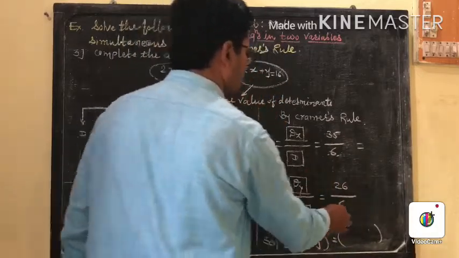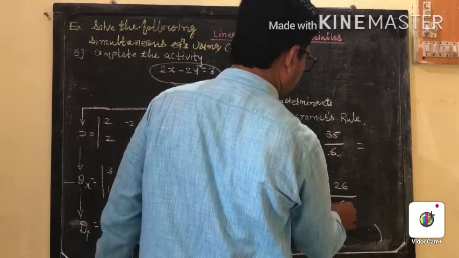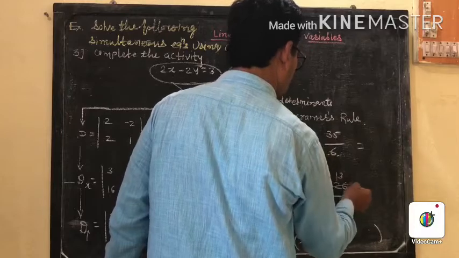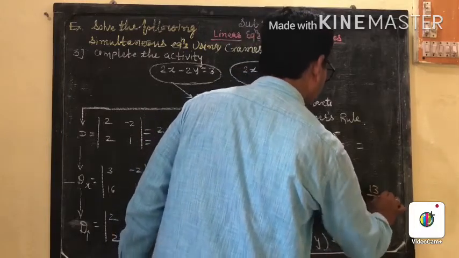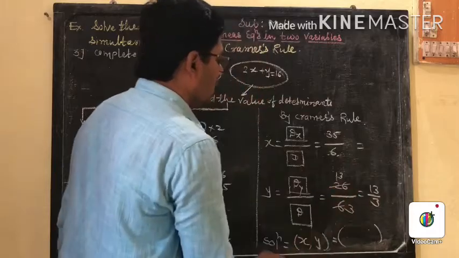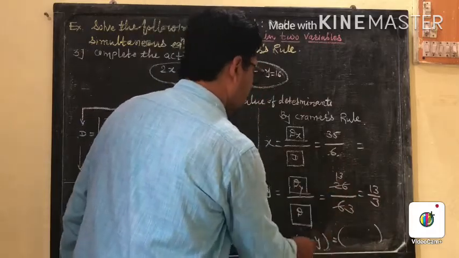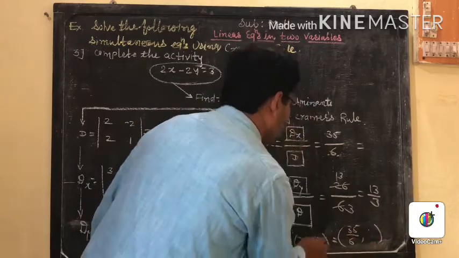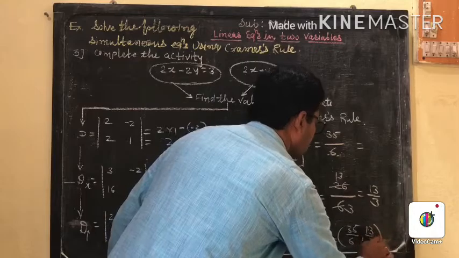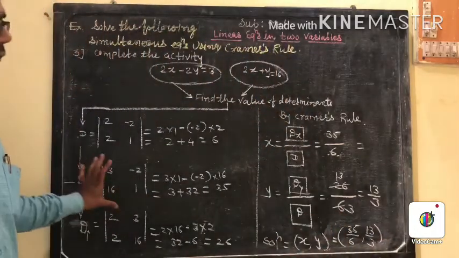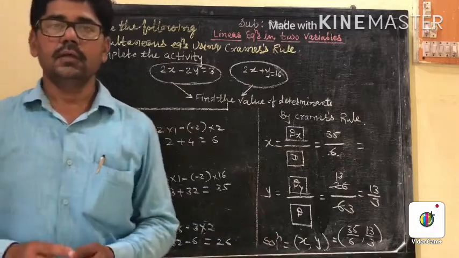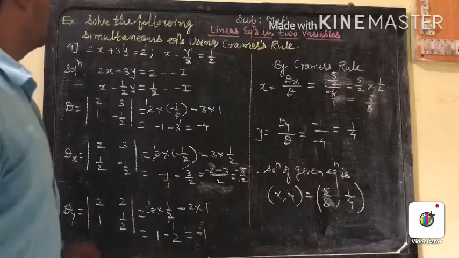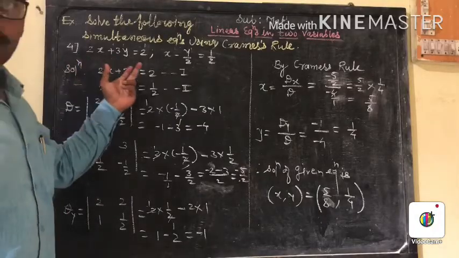You can divide this by 2, simplifying, and it is 13 by 3. Now the solution of the given equation is value of x is 35 by 6 and value of y is 13 by 3. This is the solution of the given equation. Now in this way we will solve practice set 1.3. Thank you. We solve the example in 1.3.